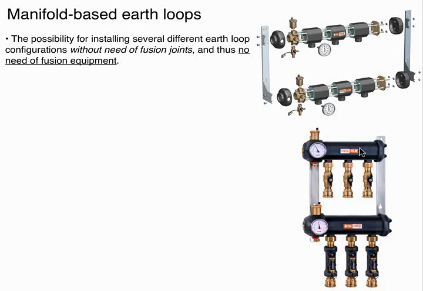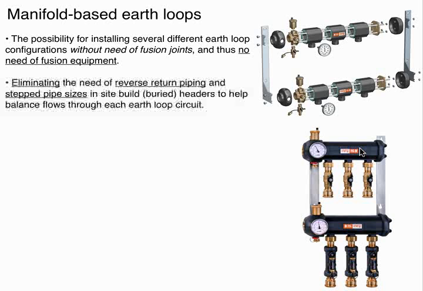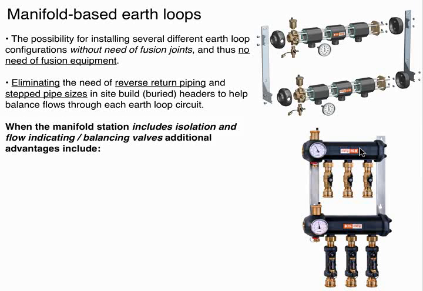And basically, you put this together based on how many earth loops you're going to need. And with the right design, you can buy tubing in 1,000-foot coils. It's very possible to put earth loops in without having to have any fusion joints out in the field. So that completely eliminates the equipment and the work to do that. It also eliminates things like reverse return piping and stepped pipe sizes in the external manifolds, because there are no external manifolds. You're basically bringing all these loops inside the building and tying them into a manifold. Very similar in concept to what you would do with radiant floor heating.